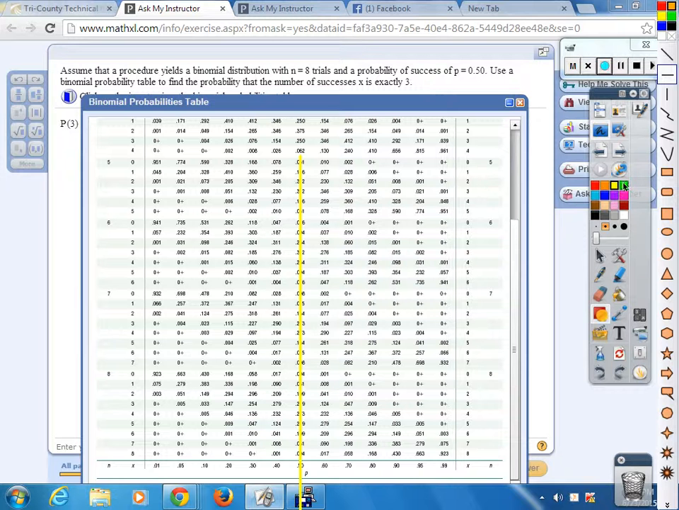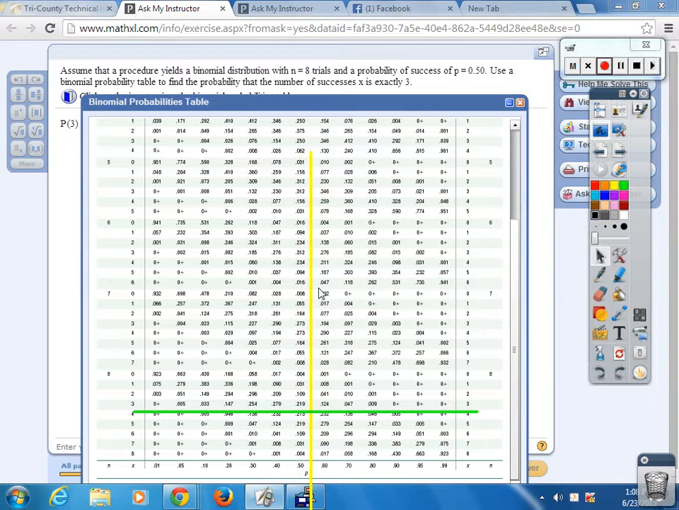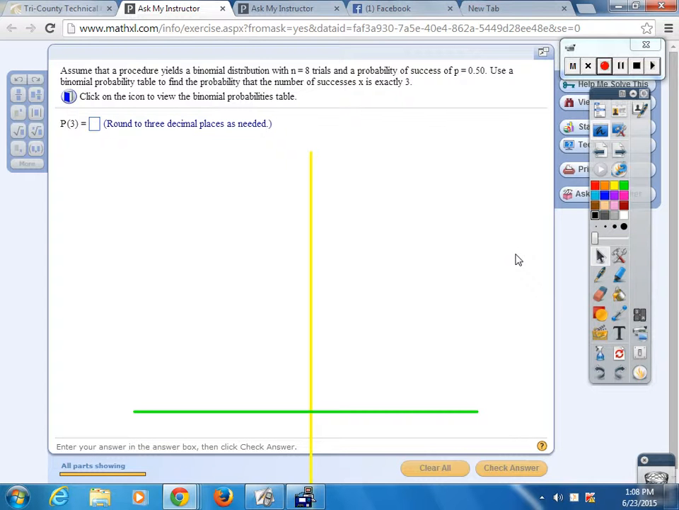Oops. Wrong color. 3 right here. And it's going to move it. But just hold on a minute. I'm getting there. So what do you get when you cross the green with the yellow? 0.2190. So if you use the table, you get 0.2190. So we're going to put that right here. 0.2190.